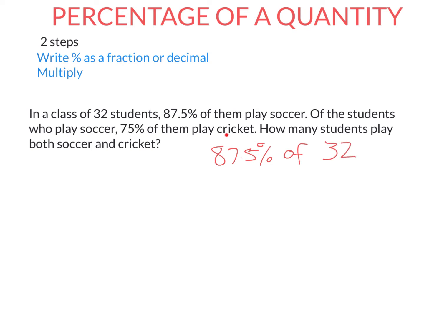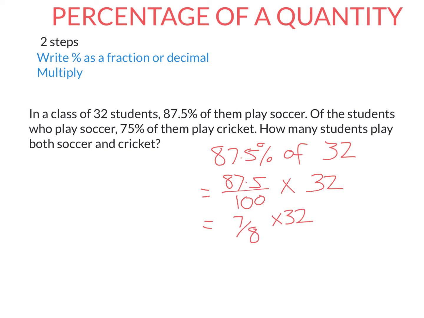So what we're going to do is convert this to a fraction. So 87.5% is 87.5 over 100, and of means times. So when we're doing this without a calculator, we really want a simpler fraction than that. So hopefully you know by now that 87.5% is 7 over 8. So this is 7 over 8 times 32.